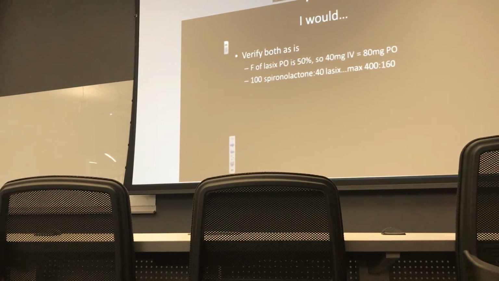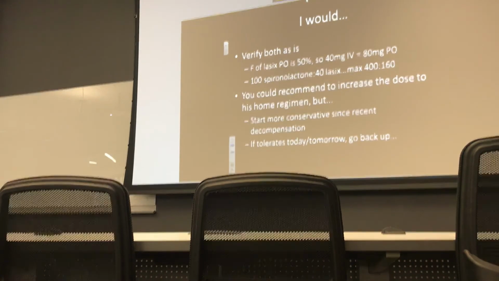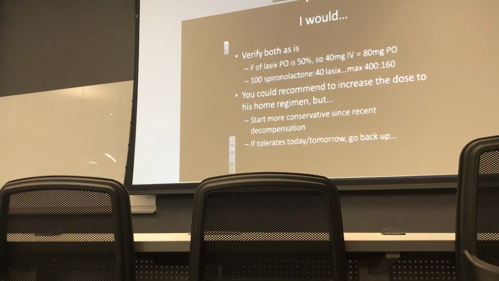You could recommend to increase the dose of both of his diuretics back to his home regimen, if you look back at what his home doses were. However, this patient is just getting over his sepsis or septic shock. I don't know if we put him on pressors or not. So he's a little bit tenuous, right? He's probably still in the ICU. We're probably trying to send him to the floor, maybe send him home. So I would probably be a little bit more conservative and start him on maybe this dose, and then maybe tomorrow we could go back up to his home dose if he tolerates this dose okay today.